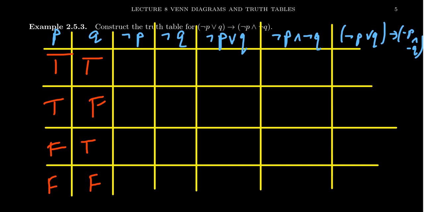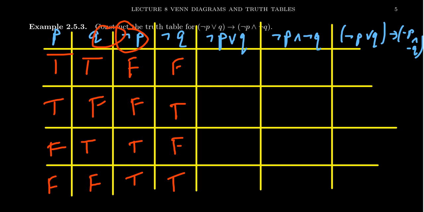All right, so now let's fill this thing out. Not P is pretty easy, switch all the signs. So you get false, false, true, true. Same thing for Q, switch all the signs. False, true, false, true. Now for the next one, we're looking at not P or Q. So with an or statement, you would get true. Again, we're looking at these two columns right here. The next one, look at false, false. That's a false. True or true, that's a true. And then false or true, that's a true.